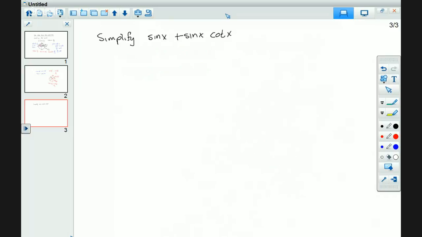Okay. So tip number 1, I already gave you. What can we do to cotangent?